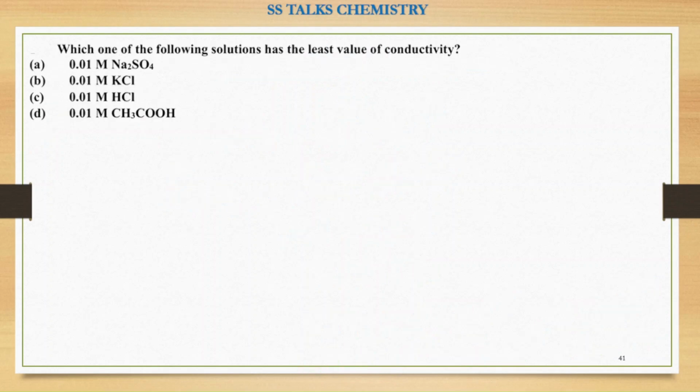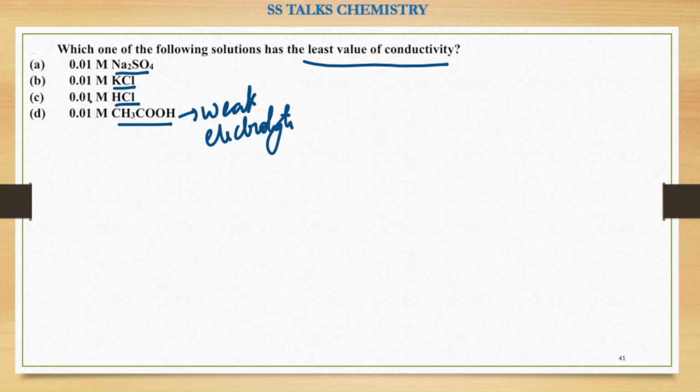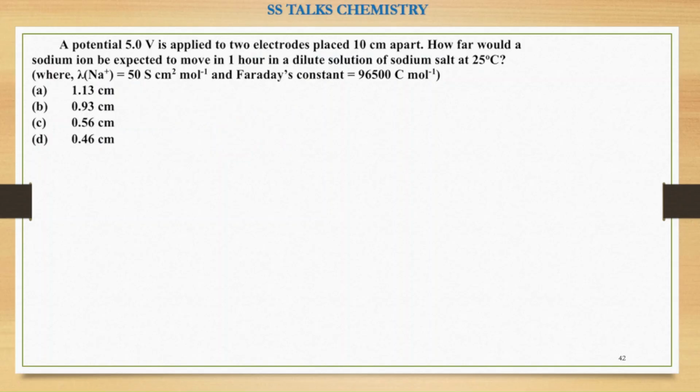Okay. Next is this one. It says which one of the following solutions has the least value of conductivity. Here, if you see, the concentrations of the electrolytes are given to be the same, but the electrolytes are different. Here you have sodium sulfate, potassium chloride, hydrogen chloride, and acetic acid. Acetic acid is my weak electrolyte. A weak electrolyte is going to dissociate only partially, so its conductance is going to be the least. Right.